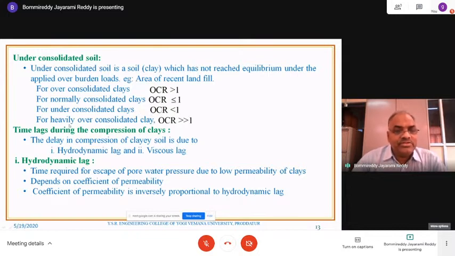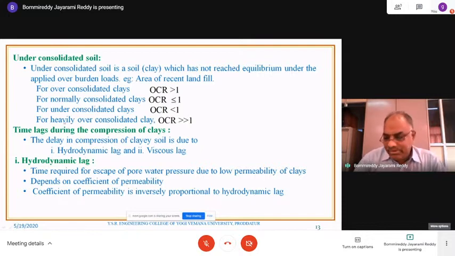And sometimes the soil may be heavily over consolidated. Then OCR is always much more than 1. It may sometimes be 5, 10, 20 also, for heavily over consolidated clay.